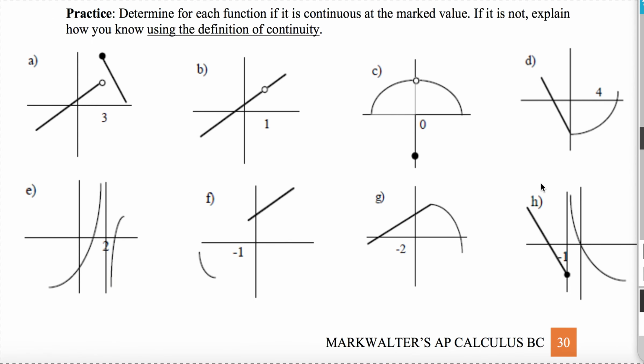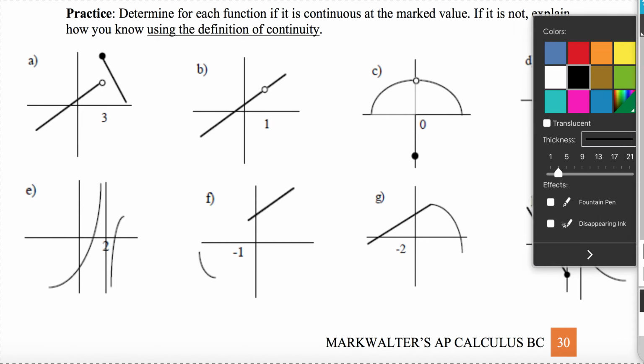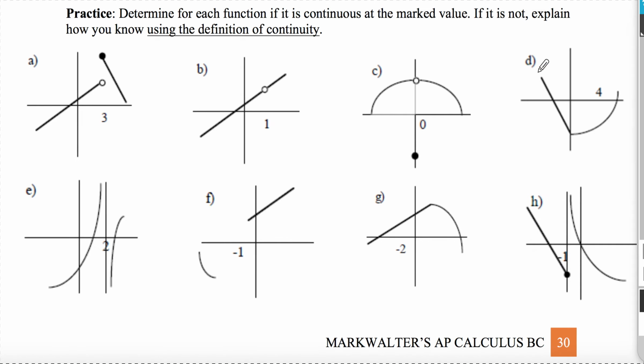All right. Let's do this. I want you to, in a second, pause the video and determine for each of these functions if the function is continuous at the marked value. So pay close attention to the marked value, so 3 here, or 1, or at 0. If it's not continuous there, explain how you know using the definition of continuity. All right, write out using proper mathematical notation. Go ahead and pause the video and give that a shot for A through H.